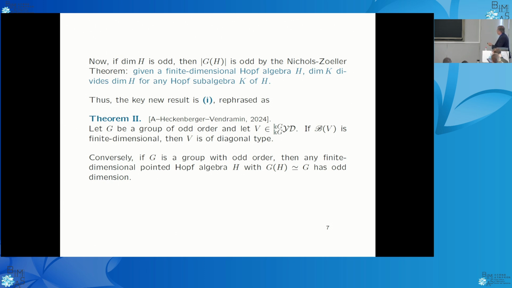If G is a group of odd order and V is a Yetter-Drinfeld module over G, then if the Nichols algebra B of V is finite dimensional, then V is of diagonal type. And conversely, if G is a group of odd order, then any finite dimensional pointed Hopf algebra has odd dimension. This is a consequence of the previous result.